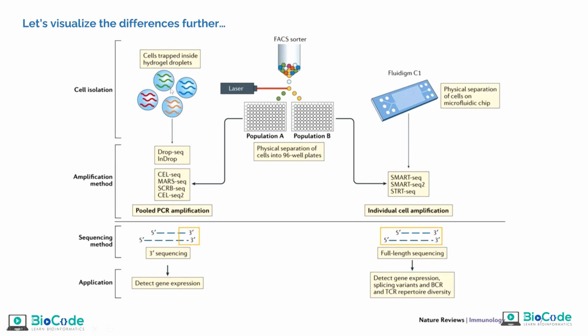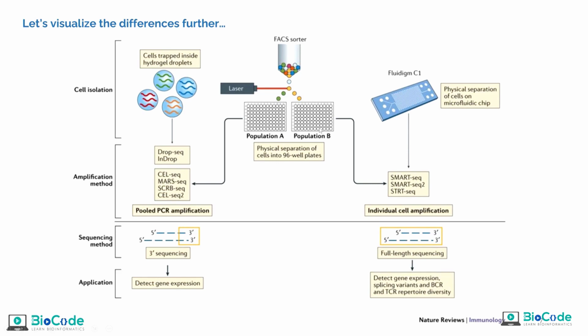These are known as gel beads, FACS sorter, and Fluidigm C1. So Fluidigm C1 allows us to do physical separation of the cells on a microfluidic chip. It utilizes Smart-Seq 2, Smart-Seq, STRT-Seq. These are the technologies that utilize Fluidigm C1.